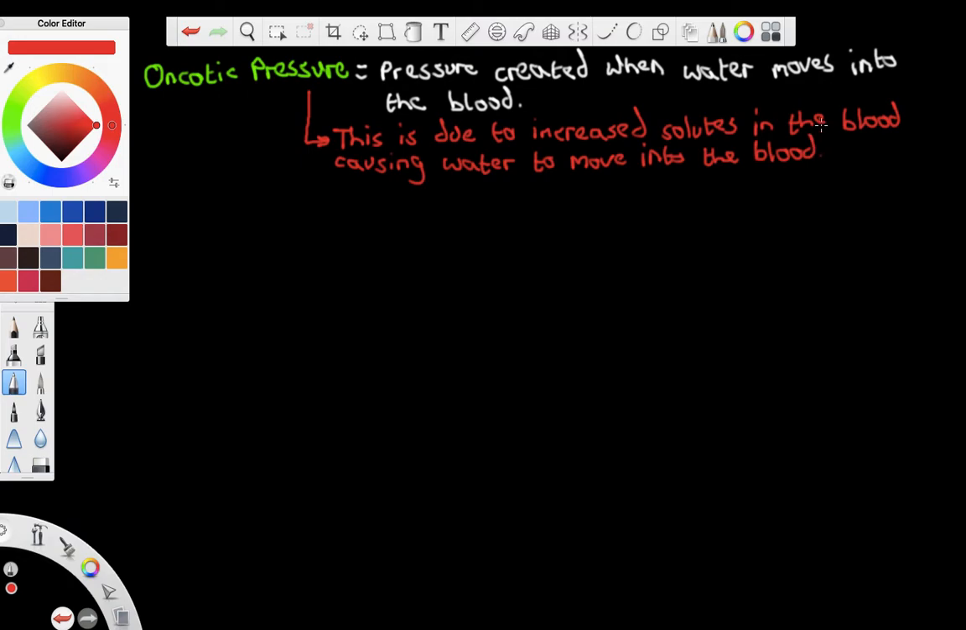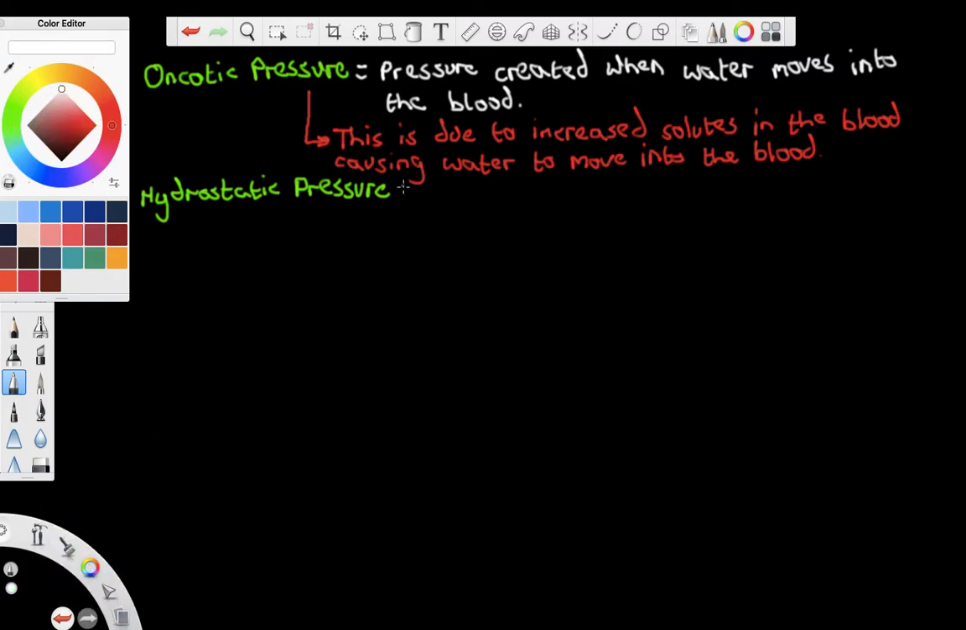The other type of pressure that we're going to talk about today is hydrostatic pressure. Now, hydrostatic pressure is the pressure generated in blood from heartbeats. When your heart contracts, it increases the pressure inside of the blood vessels. This is known as hydrostatic pressure.